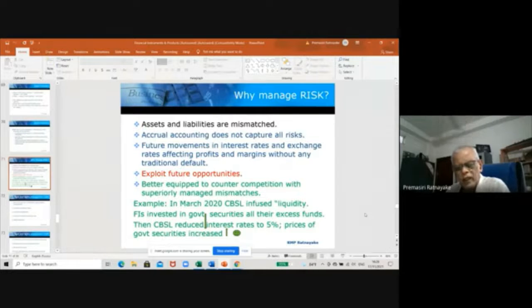Then accrual accounting does not capture all risks. Accounting concepts, those who have learned accounting as a subject, you will understand when you say accrual accounting. Accrual accounting does not capture all risks, especially these asset and liabilities being mismatched. That risk is not captured by the accrual accounting principles.